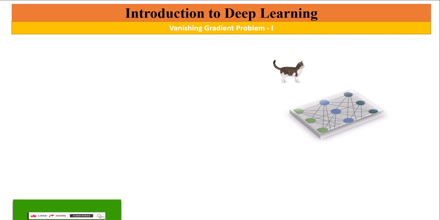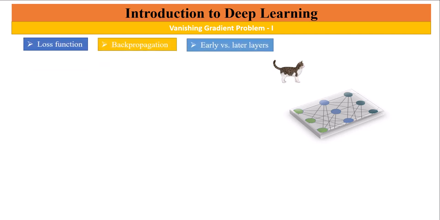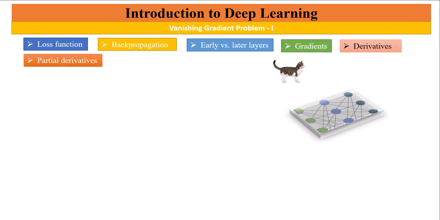This is a continuation of Video 8, where we explored saturation, its challenges, causes, and solutions. In this session, we will focus on the vanishing gradient problem. To properly grasp the vanishing gradient problem, it's essential to understand these key concepts: loss functions, backpropagation, early versus later layers, gradients, derivatives, partial derivatives, and the chain rule in backpropagation. So, in this video and the following ones, we will explore these concepts before diving into the vanishing gradient problem.